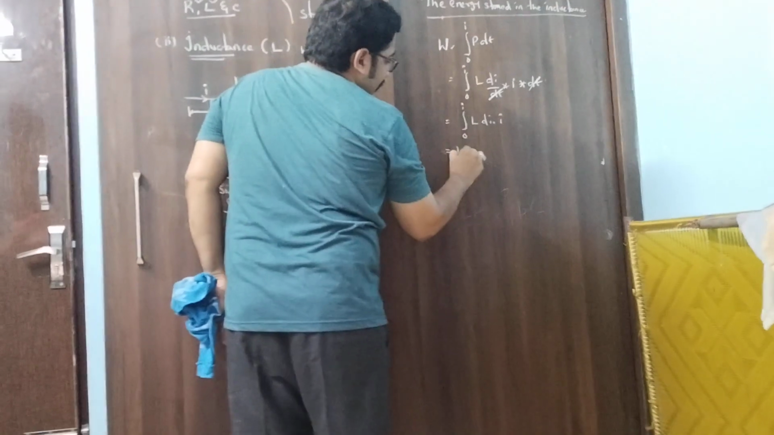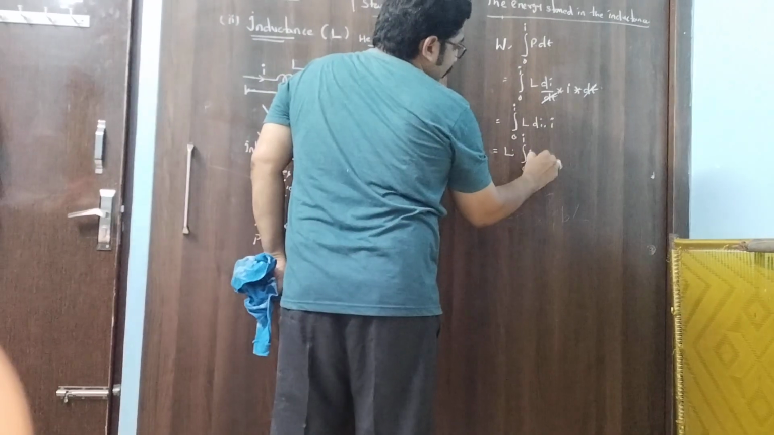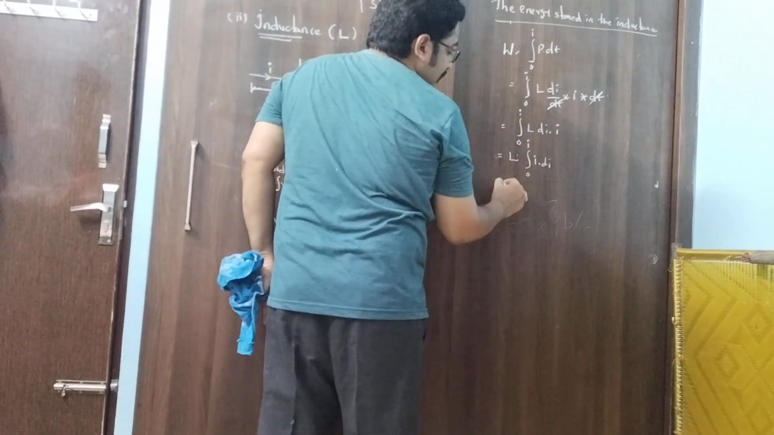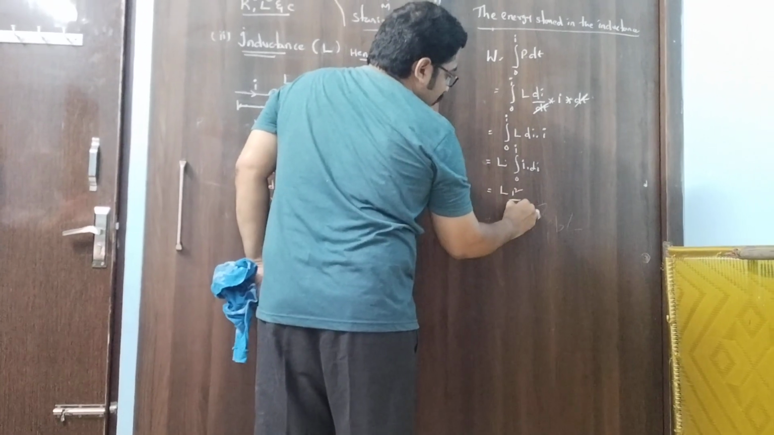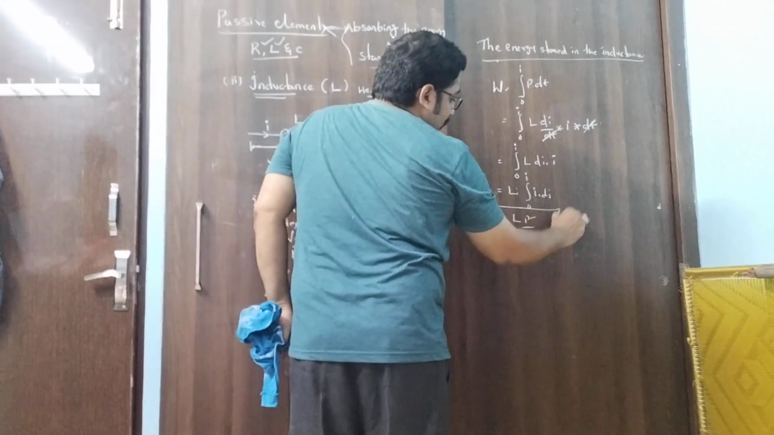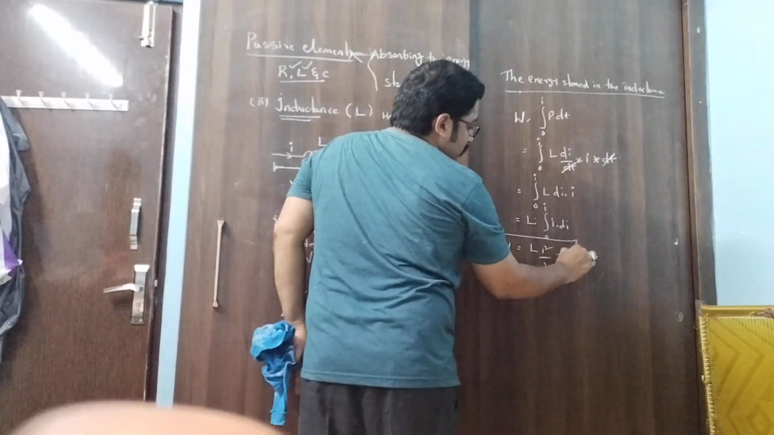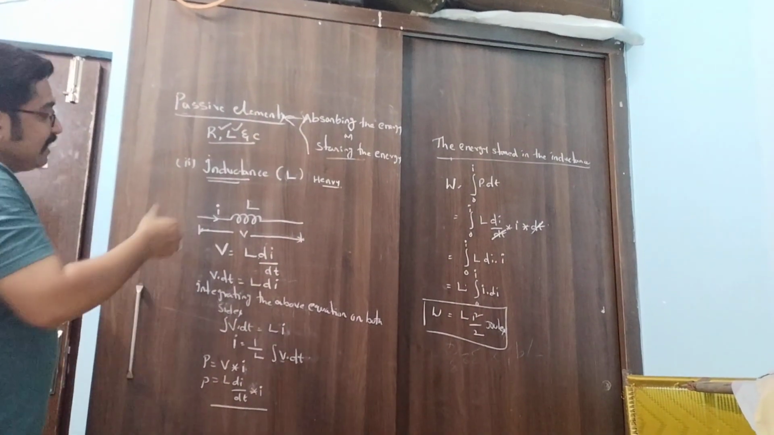So you can write L outside, the integral from 0 to I of I into di. What is the integration of I? I square by 2. If you substitute the higher value, you are going to get half L I square. So this is half L I square joules. This is the energy stored in the inductance.